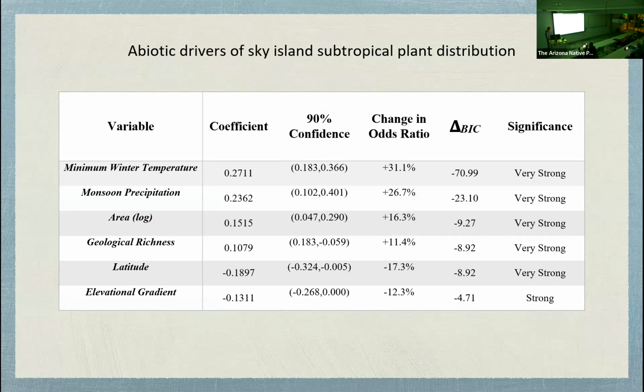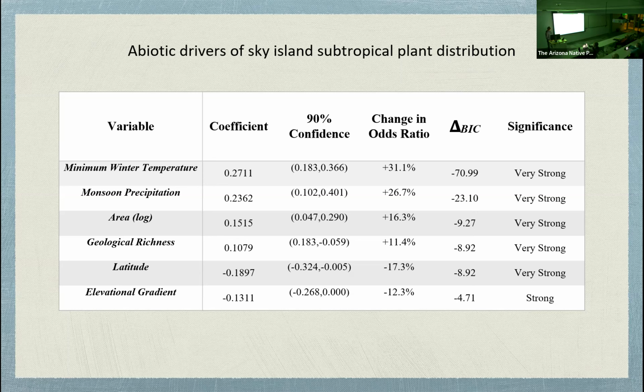Here are the abiotic drivers. What we found is that at the top of the list, minimum winter temperature was the most significant, very strong significance, followed by monsoon precipitation. You can see on the list that total annual precipitation was not a significant driver. So this was an interesting result, that seasonal precipitation is a very strong force in subtropical plants. Area was the 3rd most significant driver.